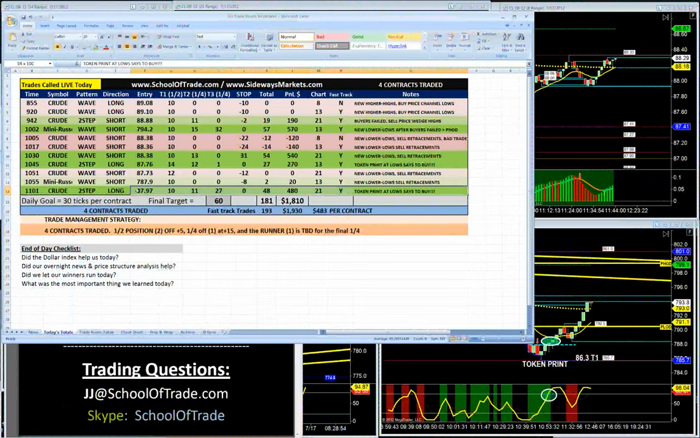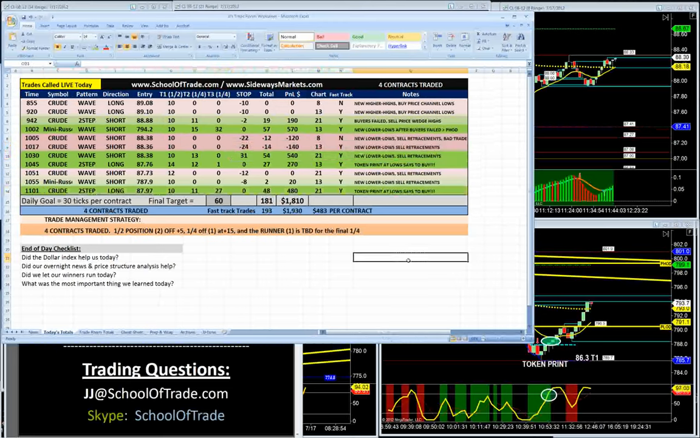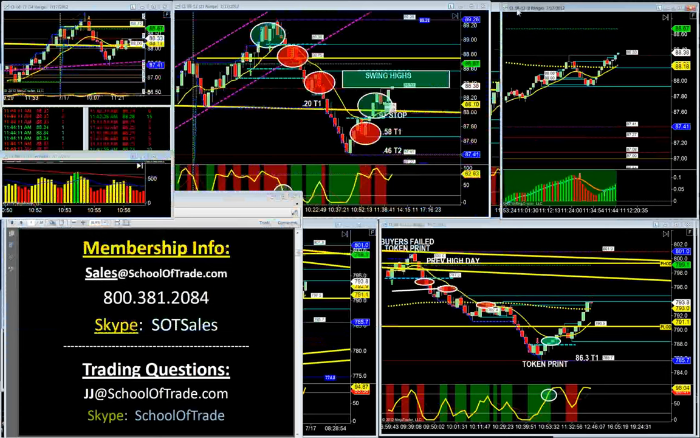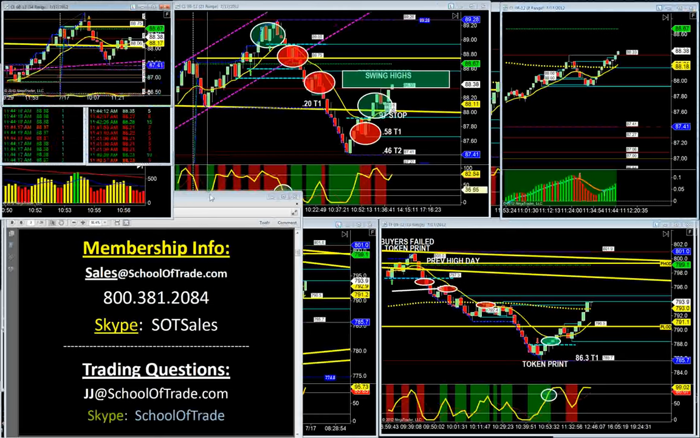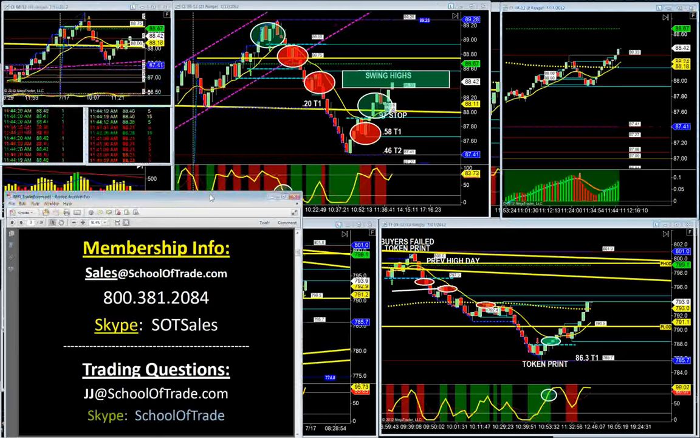We finished up our day with 48 ticks, 27 ticks, 54 ticks, guys, and made over 180 ticks today. 4 of these 11 trades, all completely based on token print personalities. A great example today here on how we used the different tools we have in our toolbox to make our money today. We got a little bit more time to answer some questions.